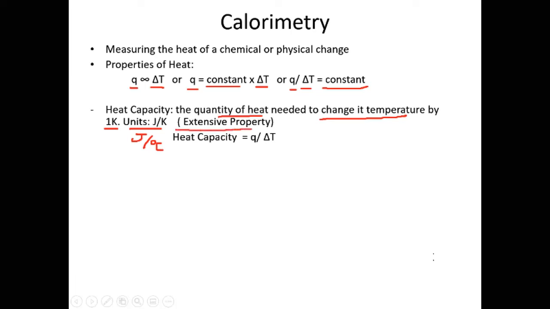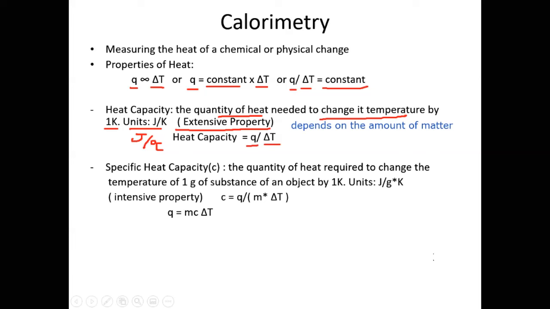So this is an extensive property. And if you can reflect back to your chapter on units and measurements, extensive property means it depends on the amount of matter. So if you have more of a particular substance, you're going to have a different heat capacity. And the way we find heat capacity, again, is we take the Q divided by delta T, we get the heat capacity. So this is an extensive physical property involving heat for substances.